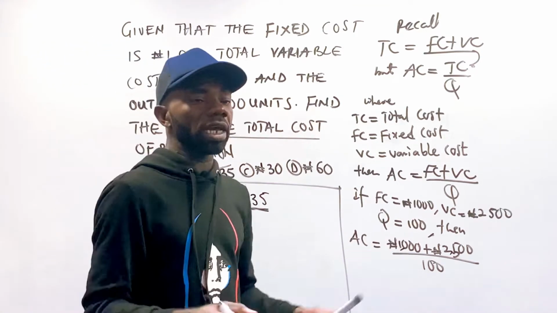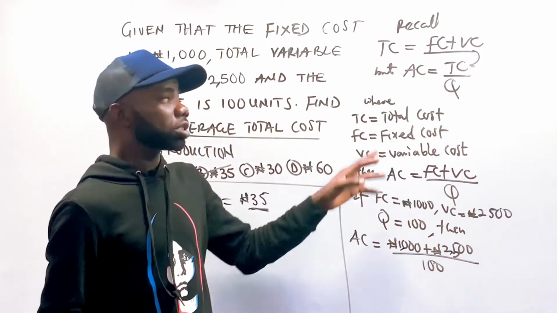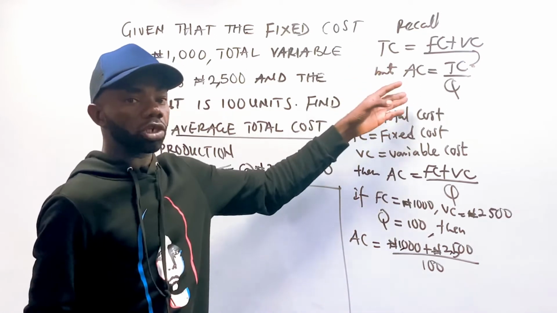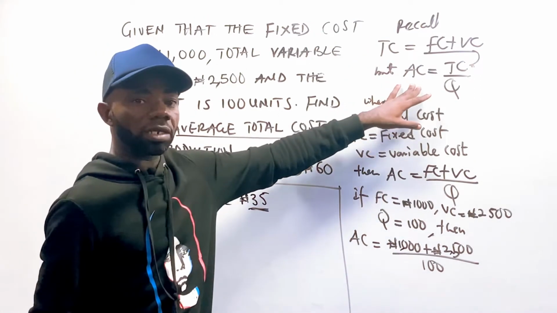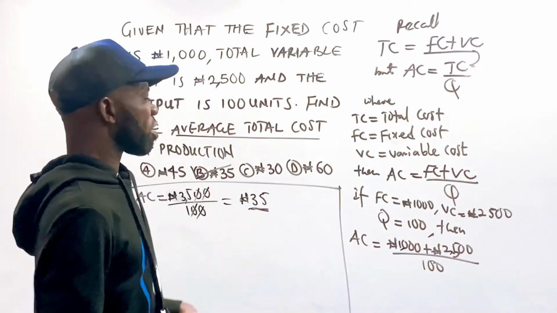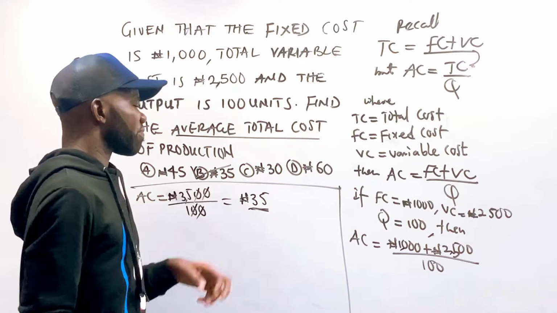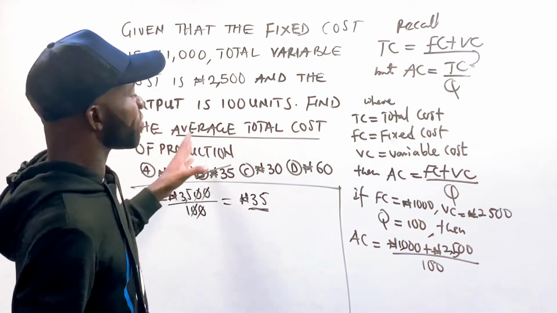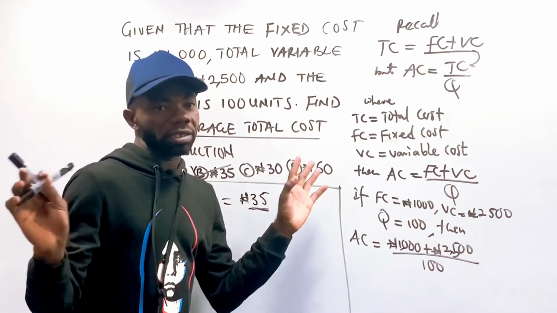So anytime, any day, look at the technicality in the question, link the formulas to each other, and then produce a general formula that you will use to solve the question. And after going through all this, what we have been able to derive is 35 naira as our what? Average total cost. And that ends it.